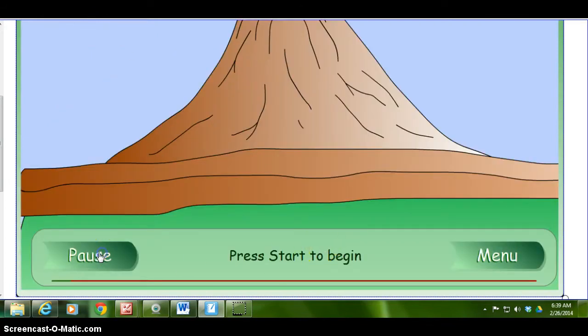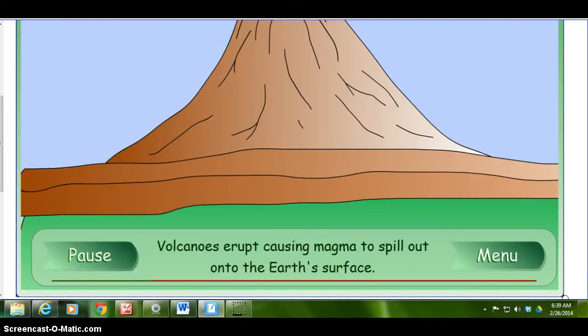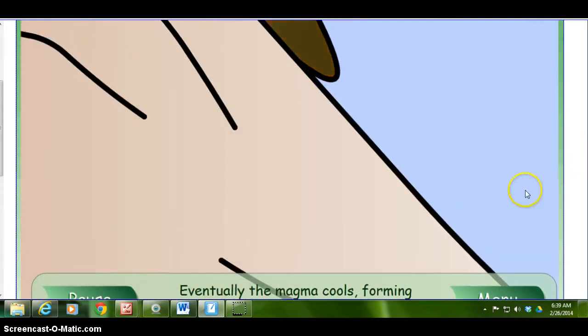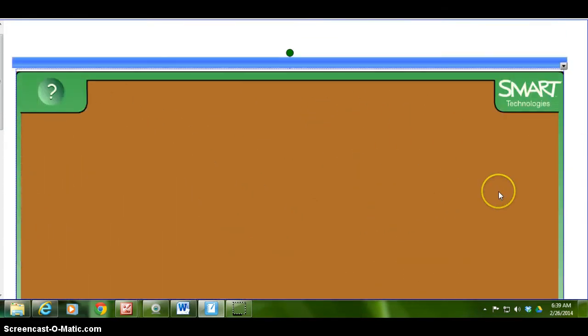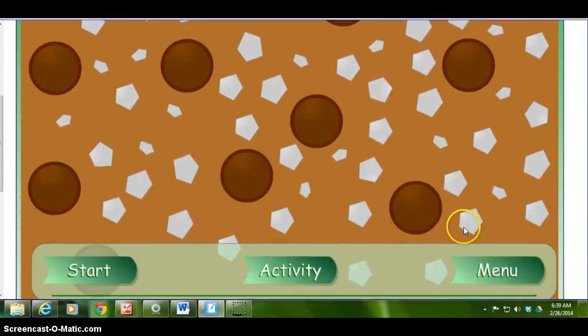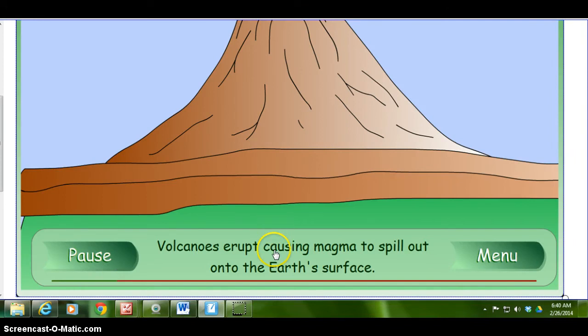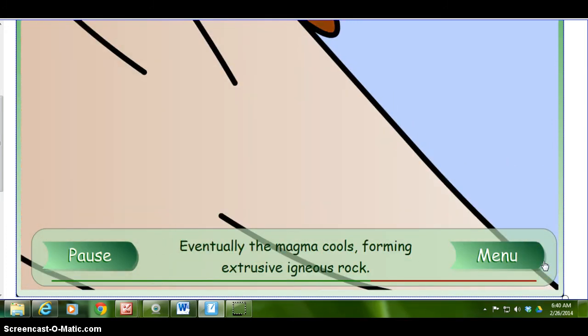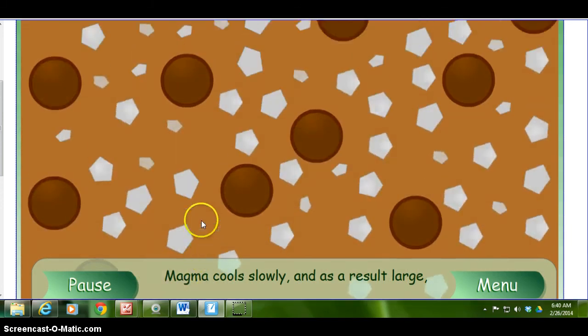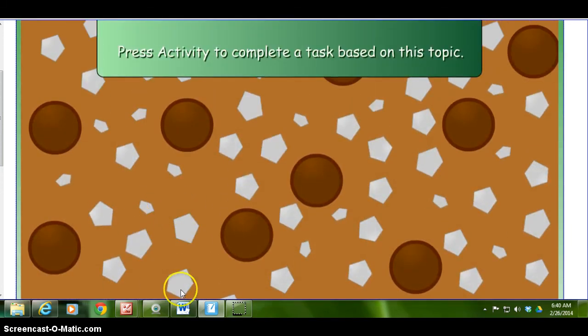And then extrusive rocks, volcanoes erupt and they cause that magma to come out and spill onto the earth's surface. Those happen externally, that's extrusive. And as they cool, different ones cool at different rates and form different types of extrusive rock. But you can see the different rock formations. Here it comes through here, spills out onto the earth's surface, and eventually that is lava, not magma. It cools slowly, and as a result forms those rocks.